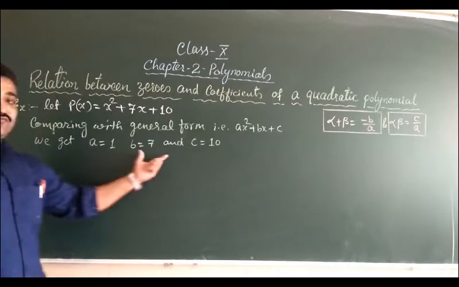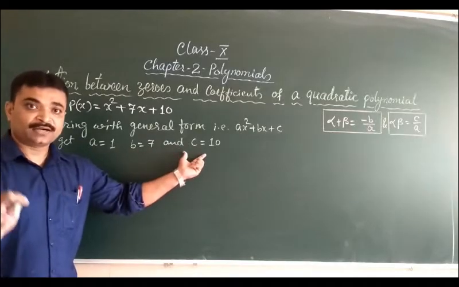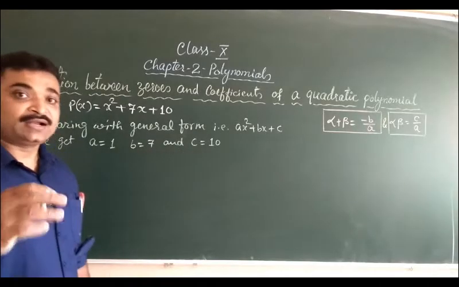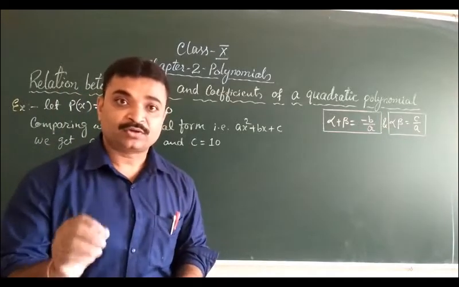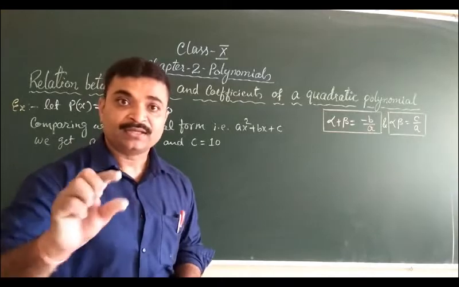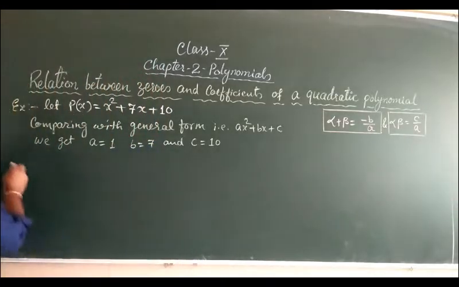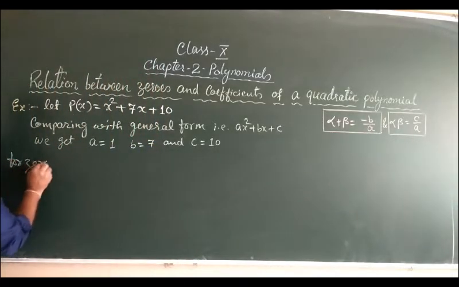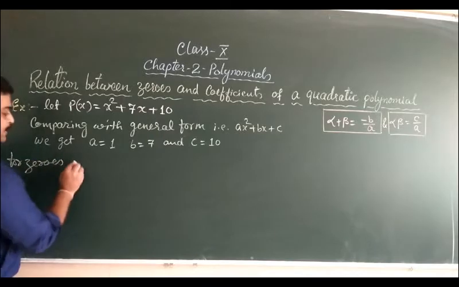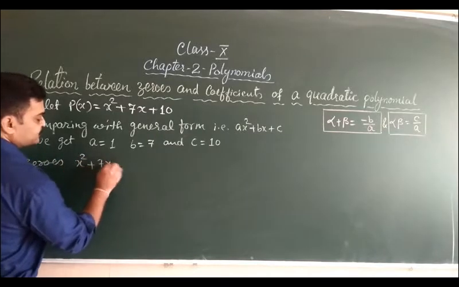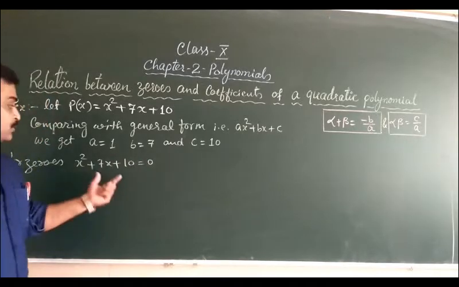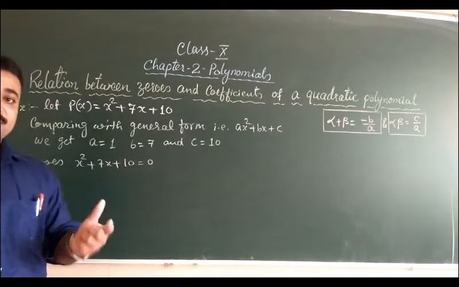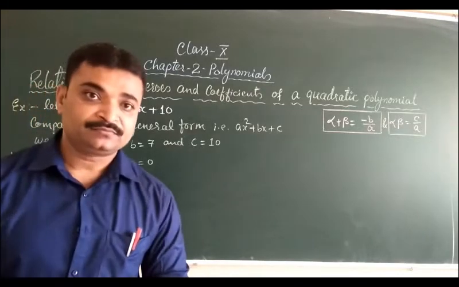Now we have the coefficient and constant term, but we have to find the zeros. So whenever we have to find the zeros, what we do? We put the given polynomial equal to 0. That is, for zeros, x square plus 7x plus 10 is equal to 0. Now we can find the value of x by splitting the middle term.